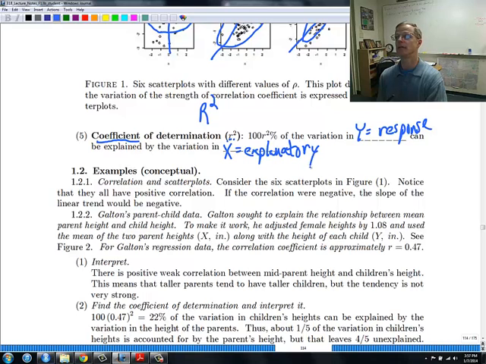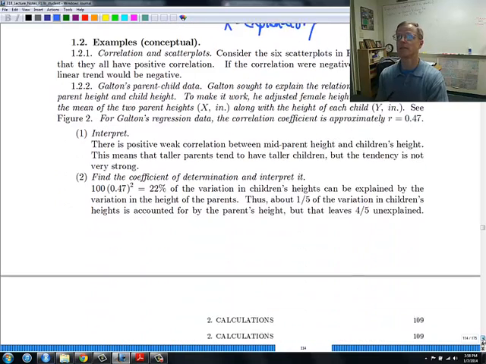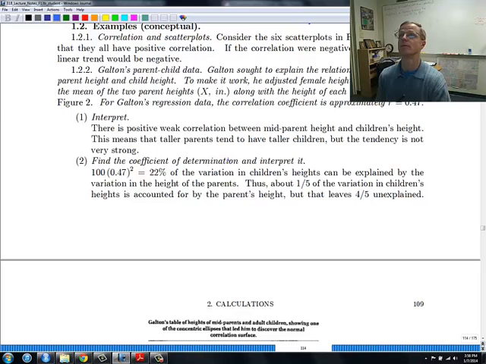Now, I will say in passing, correlation is symmetric, so you can switch your X and Y here and it works. In regression, you can't. The regression line will not be the same line if you switch your X and Y, but the association between the two variables remains the same. Now, we've talked about interpreting it. Let's look at an example here.